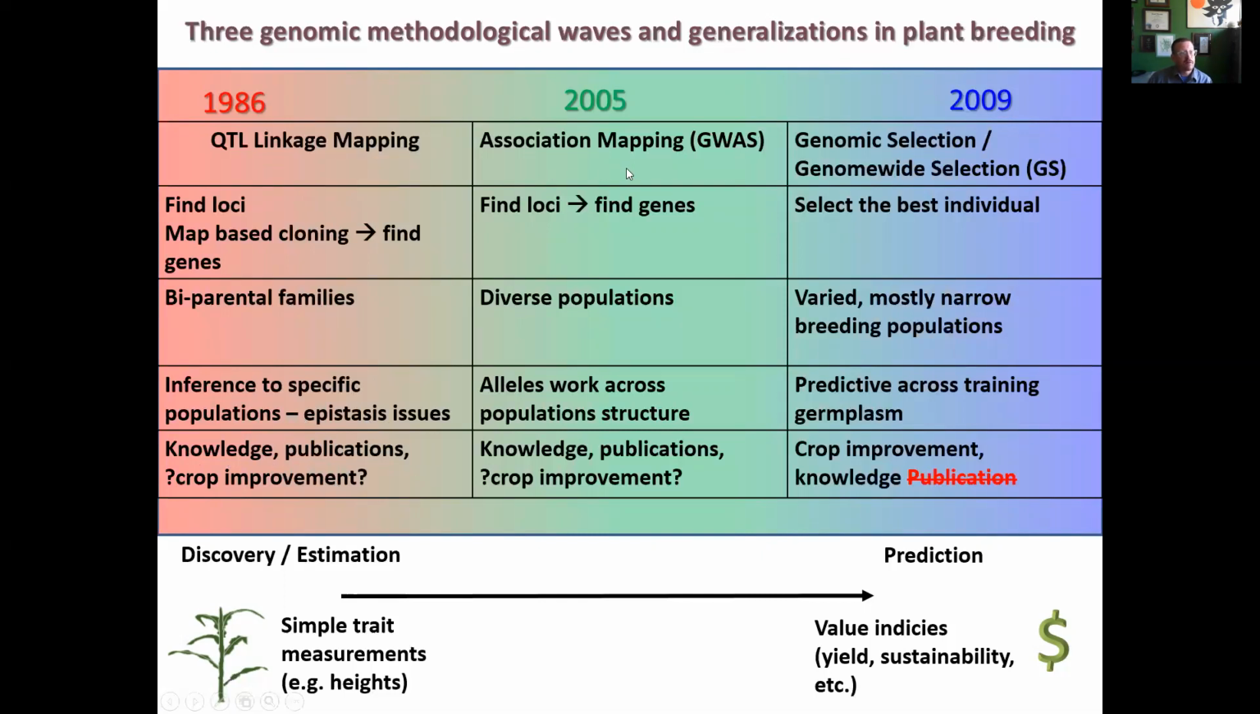Now in 2005, we started seeing an approach of association mapping, or genome-wide association studies, GWAS. The goal in this was most definitely to get closer to finding genes. And these populations are typically very diverse, or more diverse than a biparental family. So we're taking advantage of the historical LD, or linkage disequilibrium, to help us get closer to resolving genes than loci.